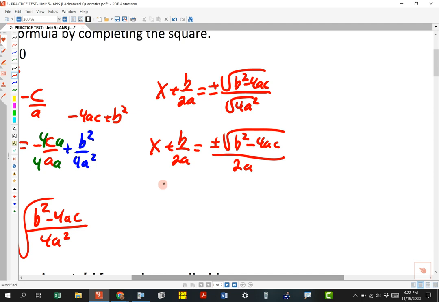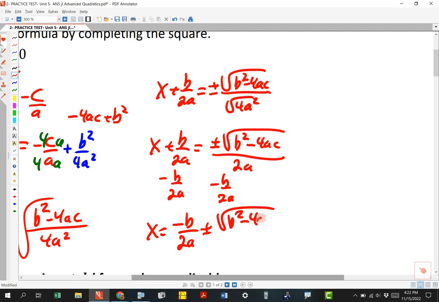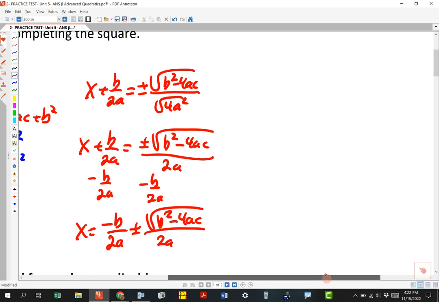All I need to do is get them on the same side. So I'm going to subtract b over 2a here, subtract b over 2a here. So this is what I get. I get negative b over 2a, and then that's going to be plus or minus. There's that big square root. Okay, and I'm probably showing more work than is absolutely necessary, but that's okay.